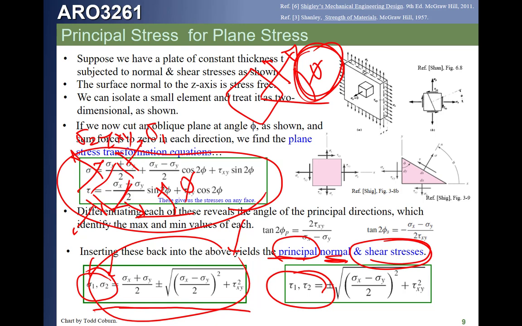So this equation is really a super equation, because in it we get both maximum normal stresses and both maximum shear stresses.